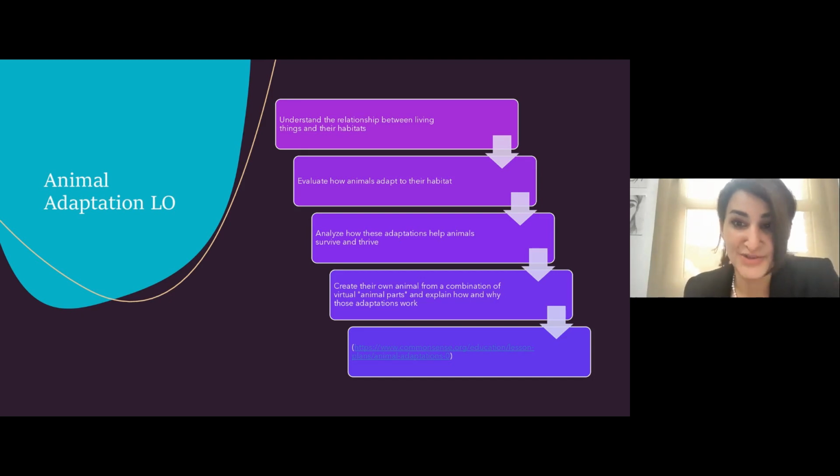If my answer as a teacher is to create their own animal from a combination of virtual animal parts, whatever that objective is, and explain how and why those adaptations work, then as a learner, my answer could be, how should creating that help me relate to the world and work towards finding solutions related to the well-being of humanity? As educators, are we able to allow space for those students to investigate and inquire further and answer this inquiry?